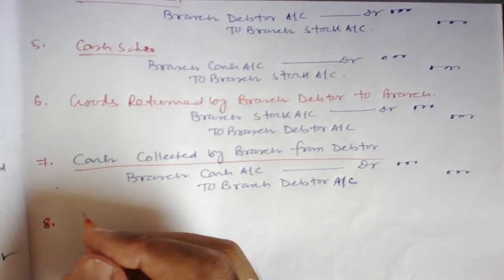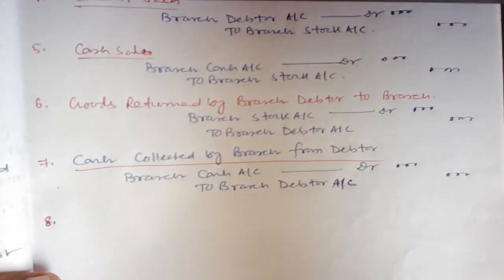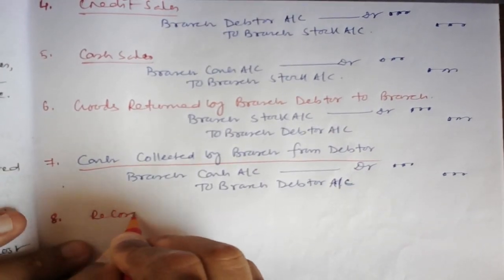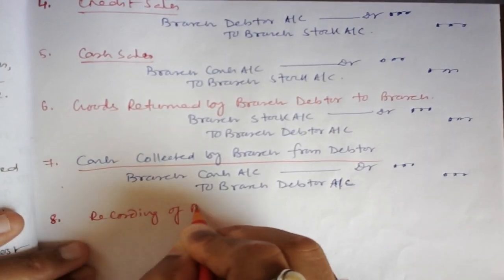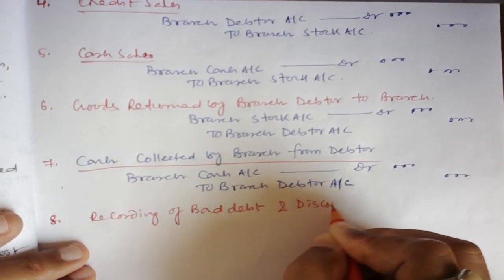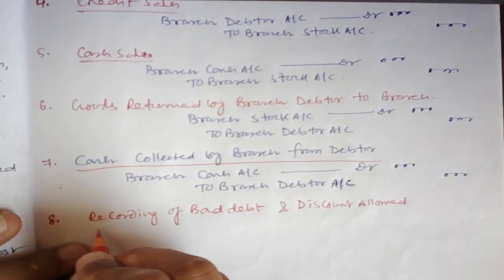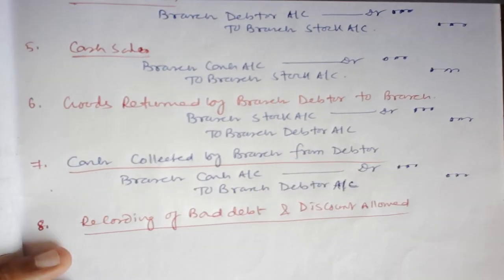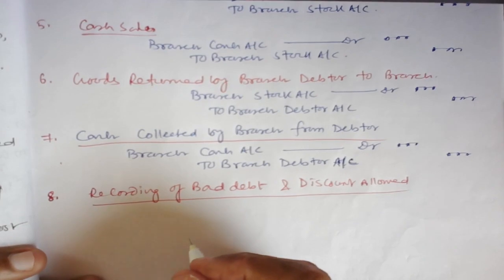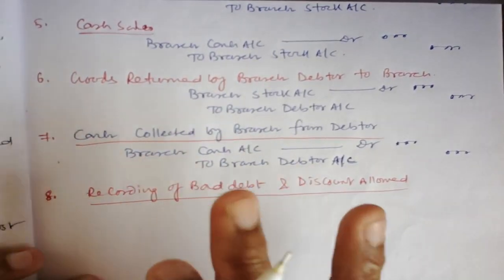After this, to record bad debt and discount allowed. Recording of bad debt and discount allowed. Now we need to record the bad debt and the discount. That is very important. And to record the bad debt and discount, what will be the generality, sir? Obviously, bad debt and discount are all branch expenses. It will be treated as expenses.